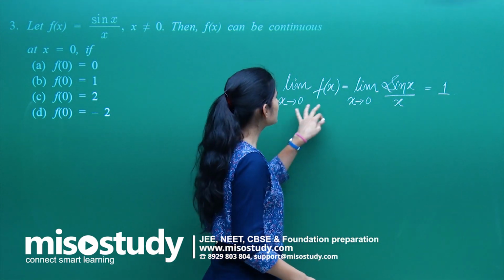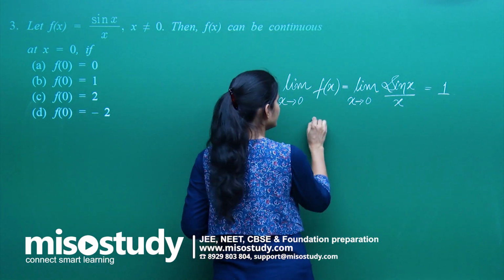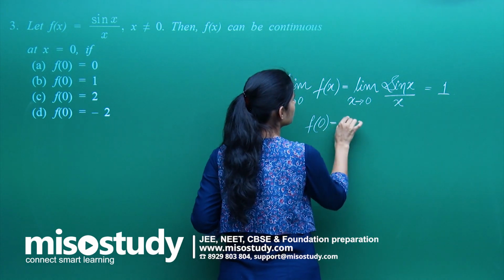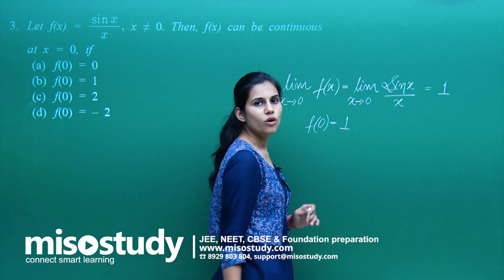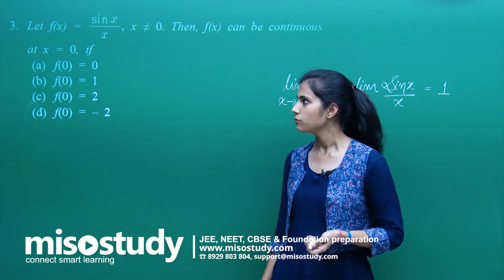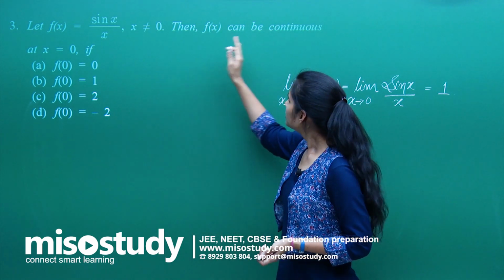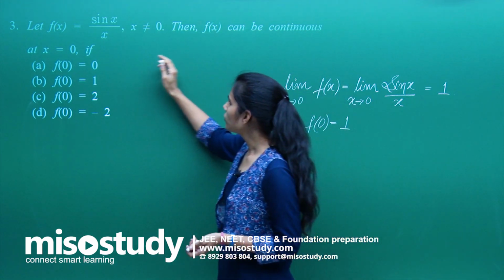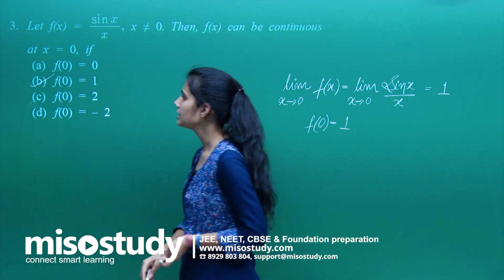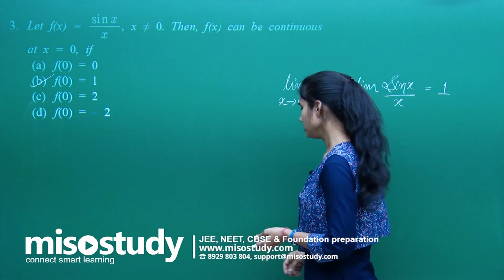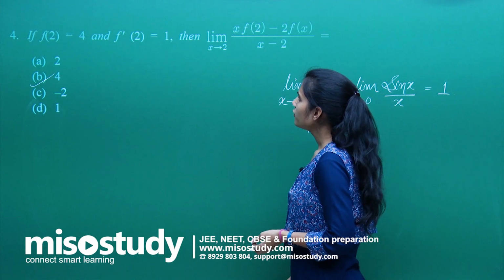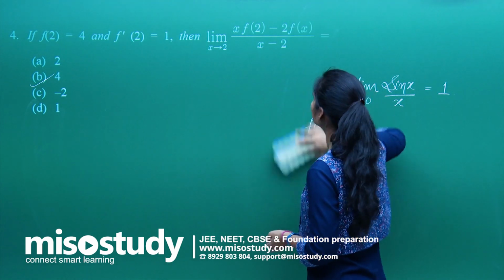So the limit as x tends to 0 of f(x) is 1. You should define f of 0 to be 1 if you want your function to become continuous at x equals 0. So for f(x) to be continuous at x equals 0, f of 0 should be defined as 1. Clear?